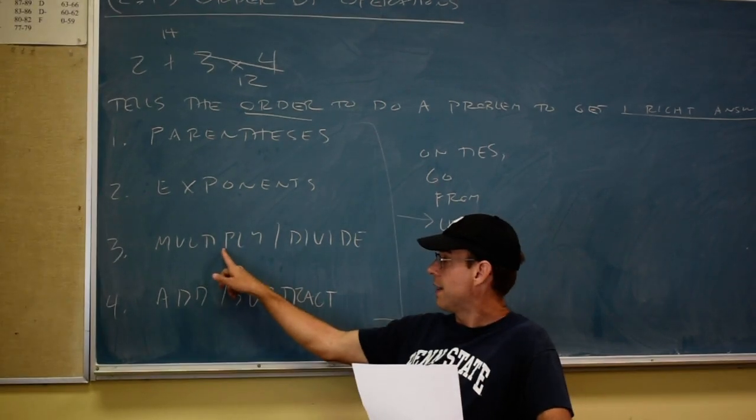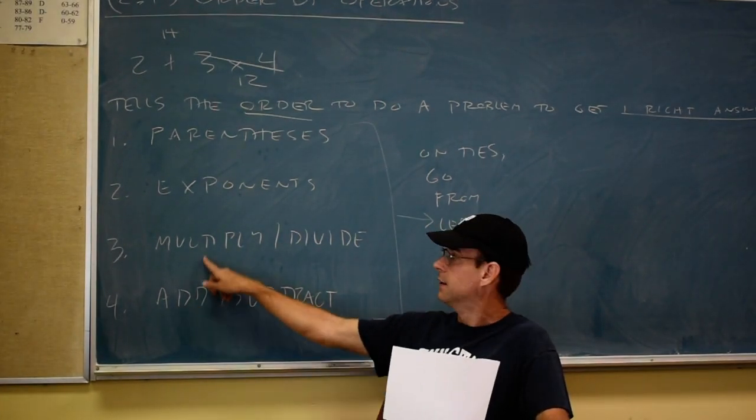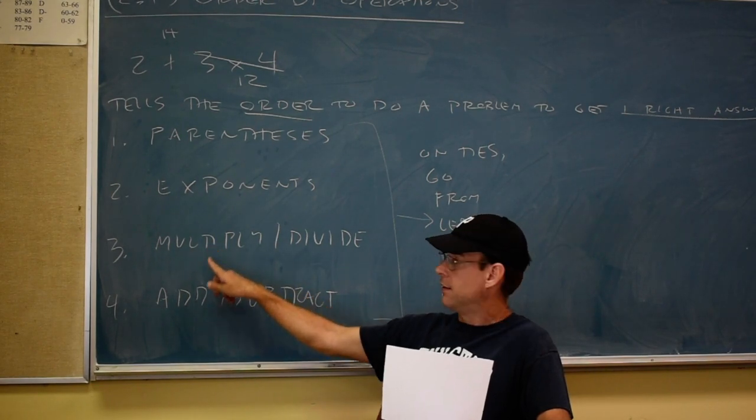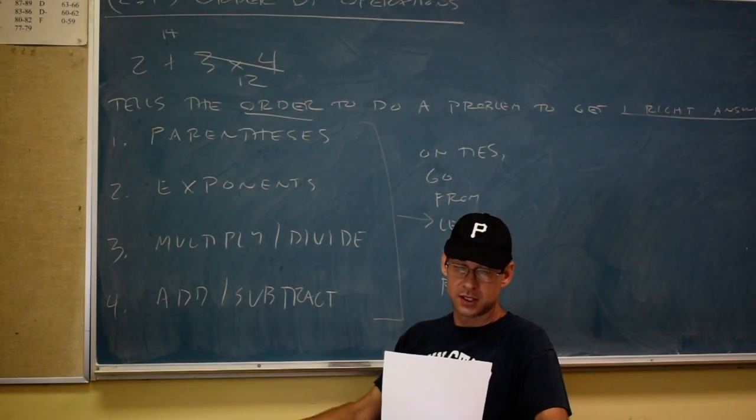9 has a multiply that's higher on the list than subtract. So 5 times 2 is 10. Then we do 6 minus 10, which is negative 4.